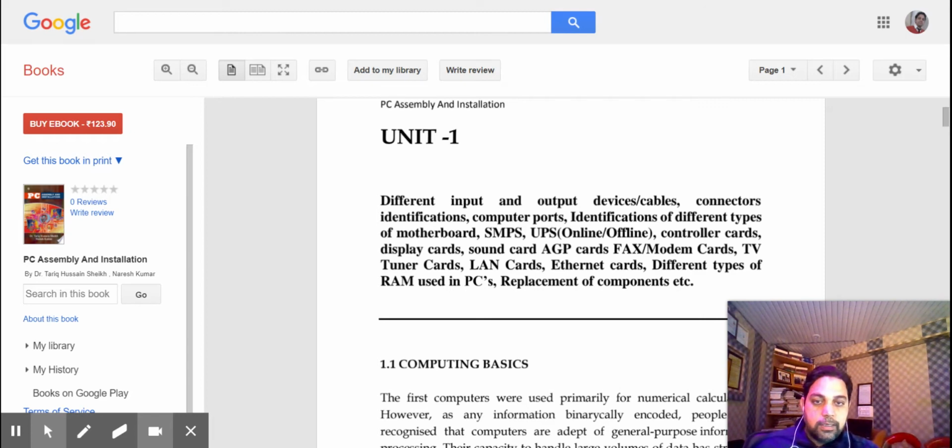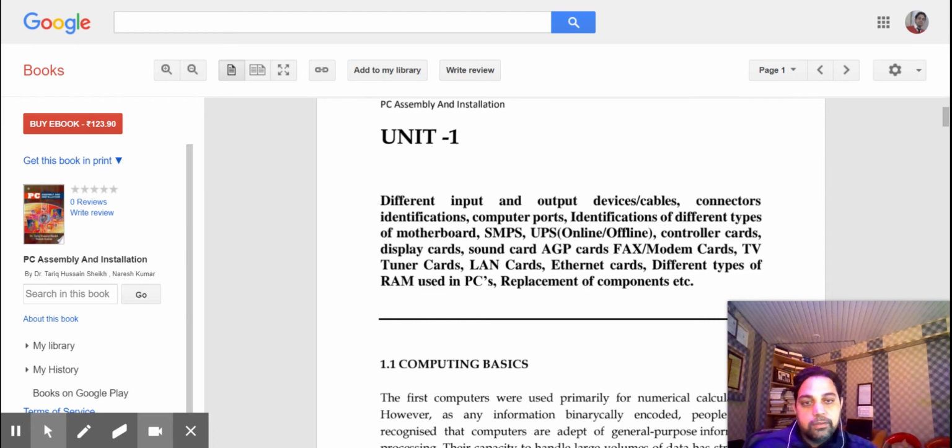So, what is the syllabus of your skill book? That is PC assembly and installations, and the brief introductions of the particular topic. We have 5 units. Unit first contains different input and output devices.